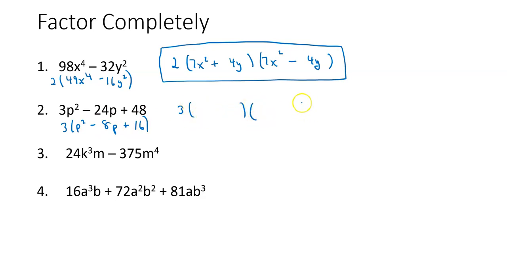Suppose I didn't see that. Suppose I said, all right, well, p times p is p squared. I'm looking for 4 times 4 to be 16, but I want them both to be negative, so like that. Try it out. P squared minus 8p plus 16, which means I can write my answer as 3 times p minus 4 squared.